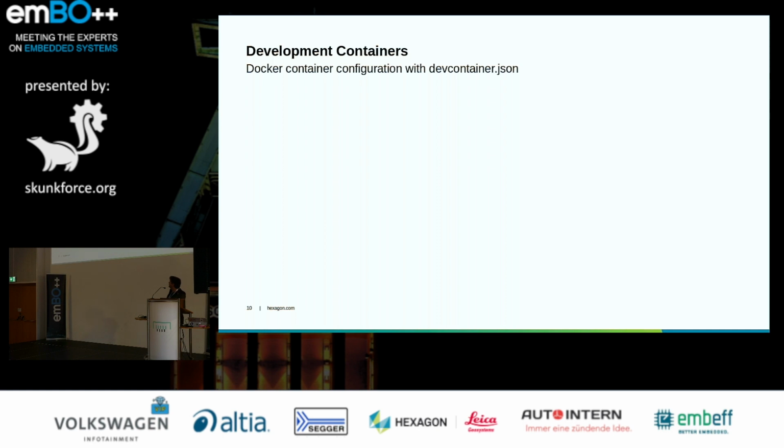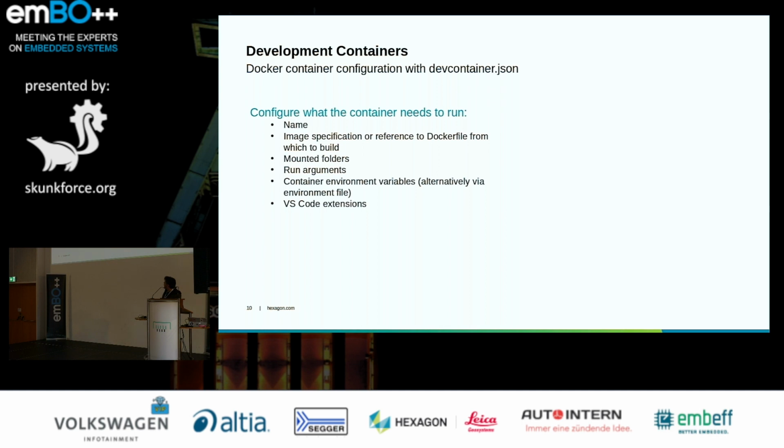So the first thing we want to look at is this development container. And this is where you configure the Docker container to work within VS Code. So if you take a look at it, you will see that you can, in this devcontainer.json, do a configuration, what you would basically tell the Docker run command. So you tell it a name, you say which image to run, or you can even reference a Dockerfile, which you can build on the fly. You give it some mounted folders, you give it some run arguments, maybe even some container environment variables.